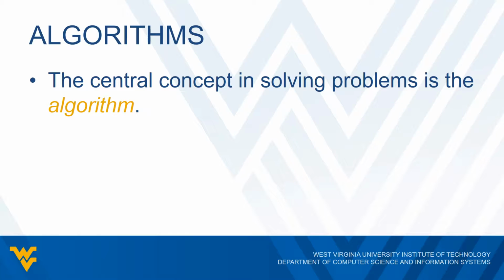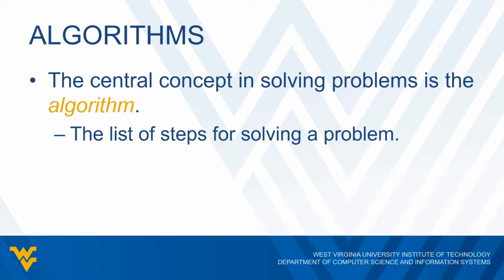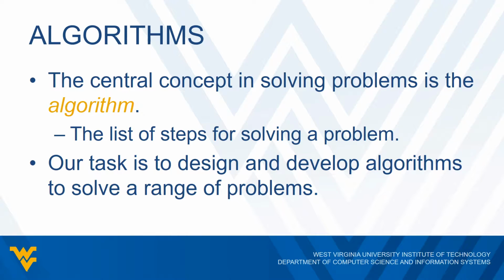Okay, well, what the heck is an algorithm? Well, an algorithm is simply the list of steps for solving a problem. So if we're going to solve a problem, our task is that we need to design an algorithm, and then we need to develop that algorithm, turn it into a program, and use that to solve a whole variety of problems. So if we have a particular task, before we start writing a program, start hacking away at the keyboard to come up with a tool, we need to come up with a plan. So we need to know ahead of time, well, what is it going to take to actually solve this problem?